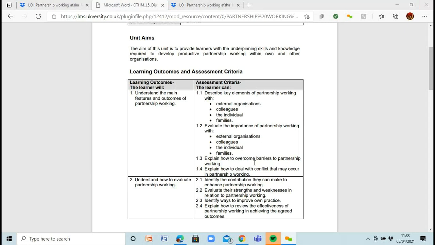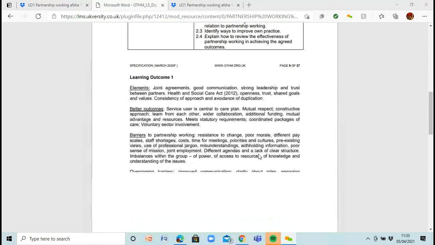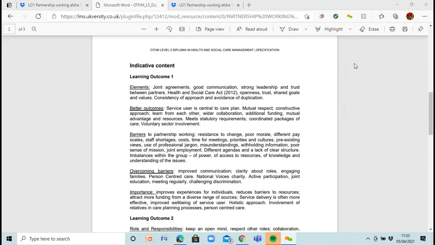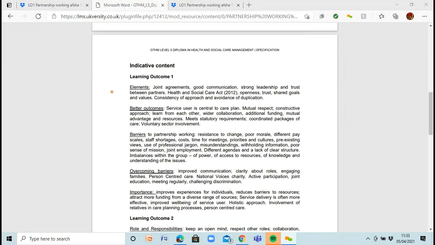Now, when you're actually doing your assignment, scroll down towards the bottom. You've got indicative content. I just want to point out what is for what. This element section here is for 1.1. This better outcome section is for 1.2. This and this are for 1.3. And then the last important section is 1.4.